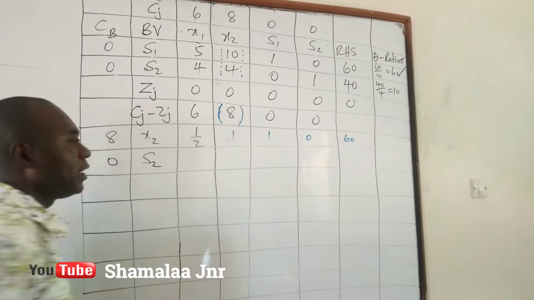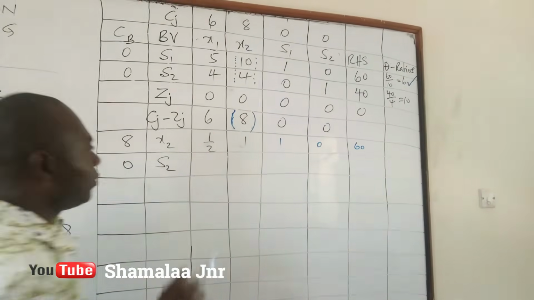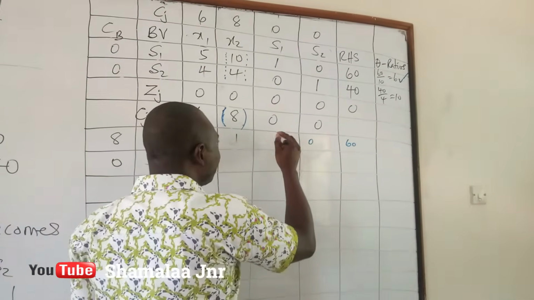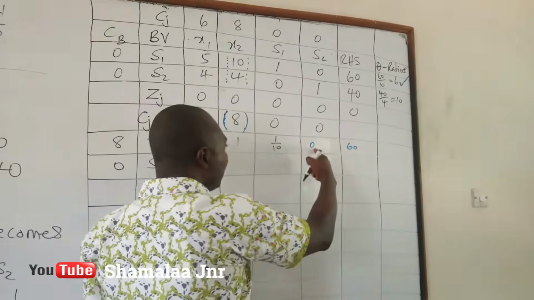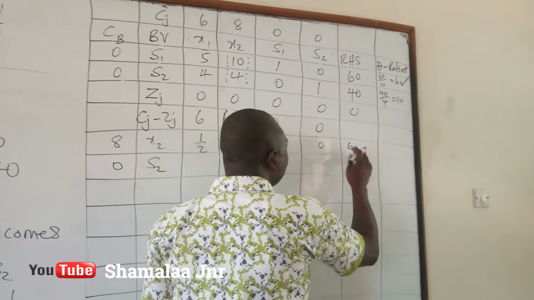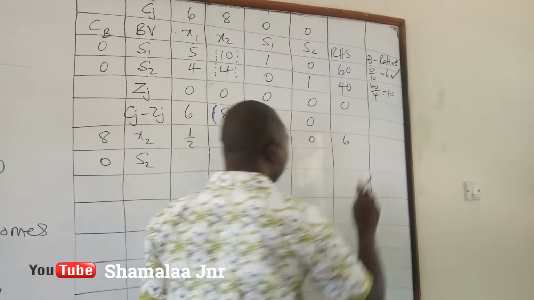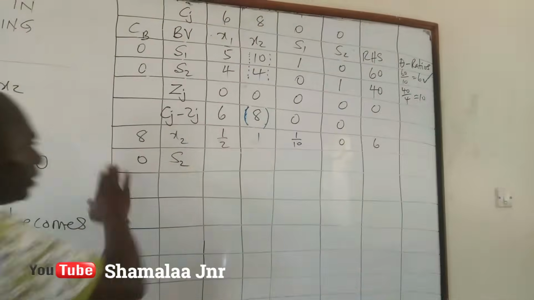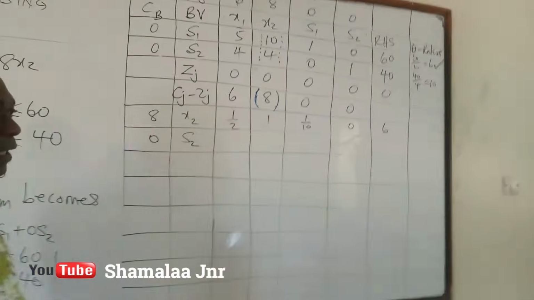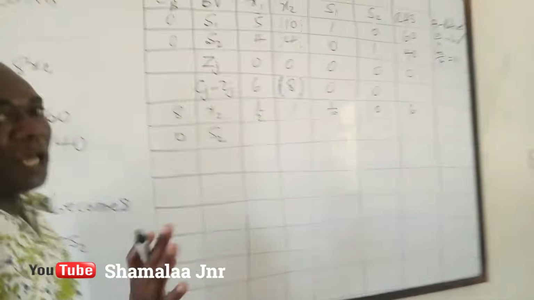You don't write decimals here. Fractions are allowed here. And then you divide this one by 10, 1 over 10. Divide this one by 10, 0. Divide this one by 10, you are getting 6. And now, these are the numbers. These are the accepted numbers. That's why I've used the black pen.